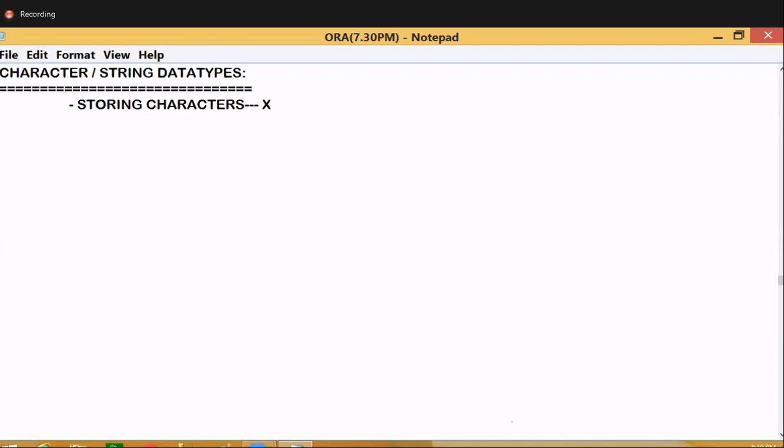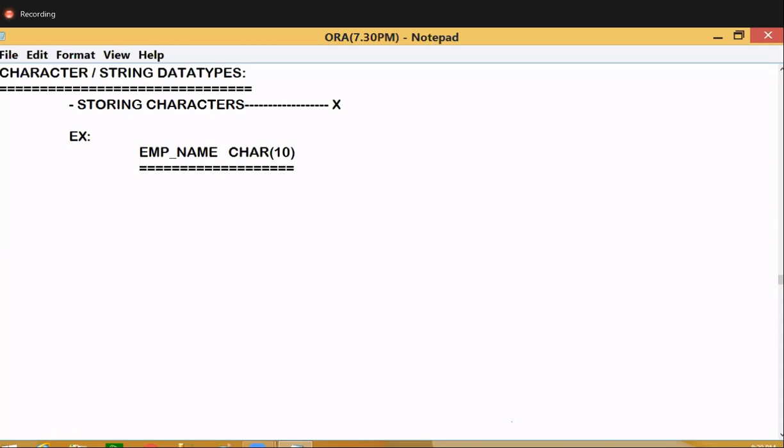Many people are thinking that character data types are storing characters, and that is absolutely wrong. Why, sir? For example, suppose you created an EMP employee name column. Here I applied a character type with some size. Assume that this is one of my columns in a table.